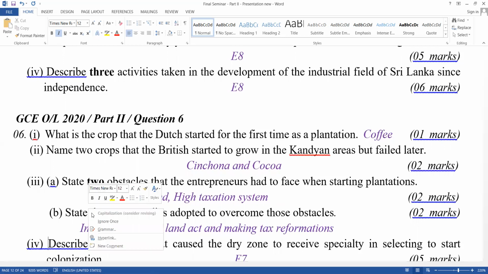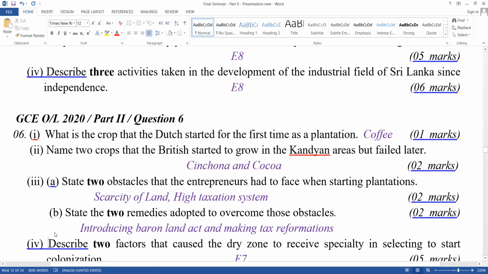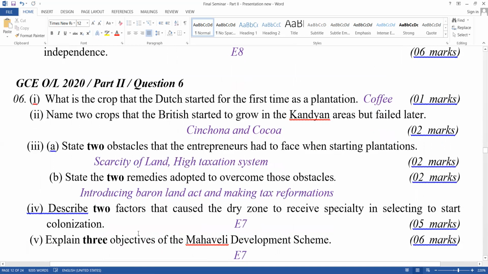Fourth question, describe two factors that give the dry zone its specialty in being selected to start colonization. Farming settlements. Farming settlements came in what? Farming settlements came in E6, right? Not E7. Huh? That is E6. E6, farming settlements, dry zone. And objectives of the Mahaweli Development Scheme, E7.